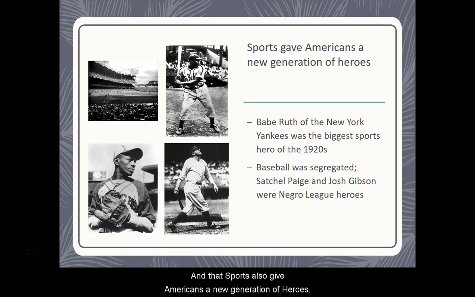And sports also give Americans a new generation of heroes. Babe Ruth of the New York Yankees was the biggest sports hero of the 1920s, and honestly, many people still see him as one of the best baseball players that ever played the sport. But at this point, just like every other aspect of society, baseball is segregated. So they have a Negro League as well, and we get some really great Negro League heroes such as Satchel Paige and Josh Gibson, and eventually Jackie Robinson.